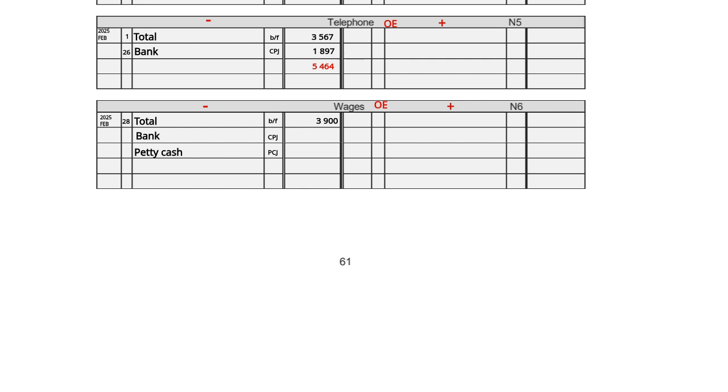Then wages is also an owner's equity minus plus. It's an expense account. We already have our opening total brought forward of 3,900. Then our bank column for wages, in our CPJ, our total for wages was 2,480. And our total for wages from our petty cash journal was 15. If we add up the debit side, we get 6,935.